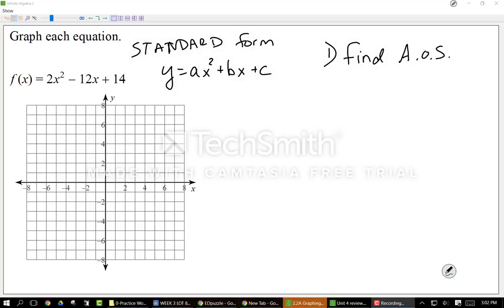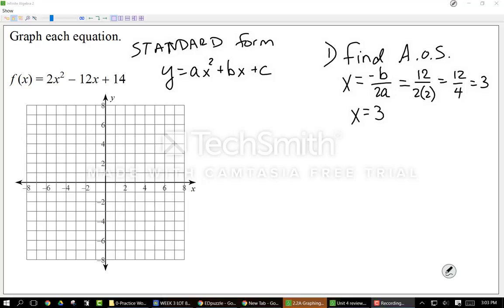In standard form, there is a specific formula to use for the axis of symmetry. The formula is x equals negative b over 2a. Remember, negative b just means the opposite of b. So b is negative 12, so the opposite of b is positive 12. Then divide by 2 times a. In this case, a is 2. So I get 12 over 4, which is 3. So the AOS, like vertex form, is x equals 3.